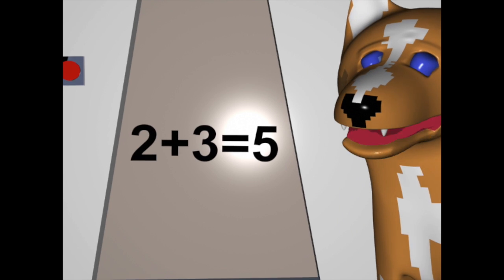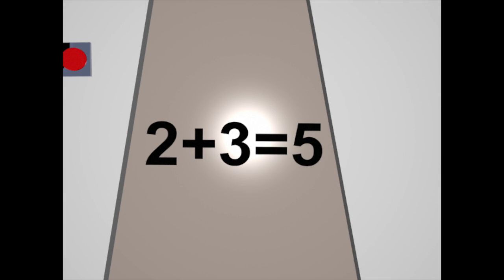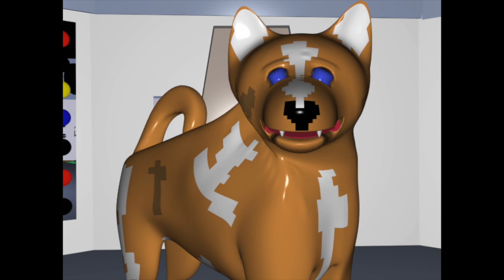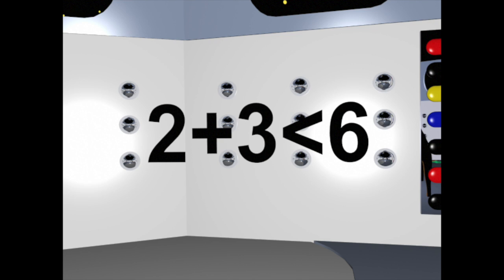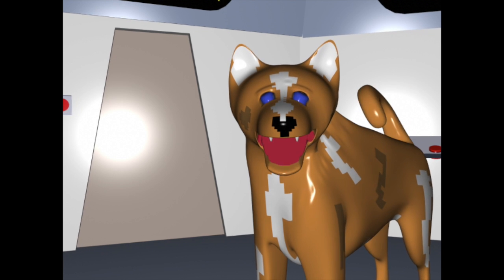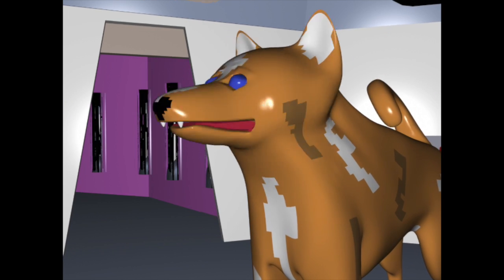On today's episode, we'll talk about inequalities. When we see an expression like this, it's called an equation. And with an equation, you can only have one answer. But an inequality has an infinite number of answers. We already know that 2 plus 3 is less than 6, and it is also less than 7. In fact, it's less than 100 too, and any number greater than that. Let's look at the possible inequalities.